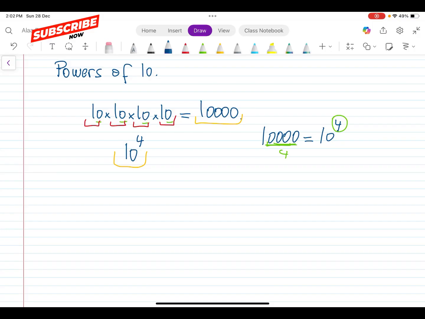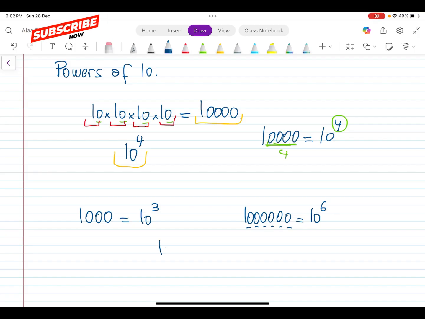Another example would be, what is 1,000 in exponent form? Simply 10 to the power 3. What is a million in exponent form? Simply 10 to the power of 6, 6 zeros.